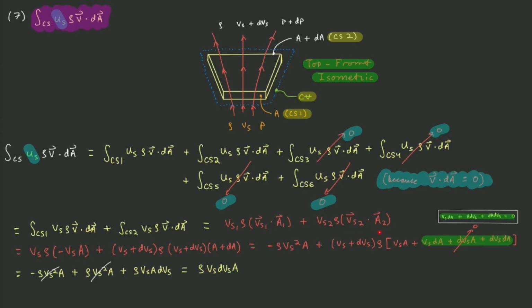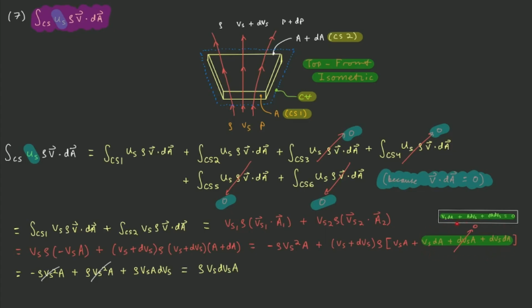We have our rho. What is Vs2 dot A2? Well, on control surface 2, the velocity is pointing up, and the outward area on control surface 2 is also pointing up, so that dot product is positive. So we have Vs plus dVs times A plus dA, because the area of control surface 2 is A plus dA. So Vs2 rho is this right here, and Vs2 dot A2 is this right here. This sum is our linear momentum flux term. When we simplify that, we get negative rho Vs squared A plus Vs plus dVs times rho times the quantity VsA plus Vs dA plus dVs A plus dVs dA.